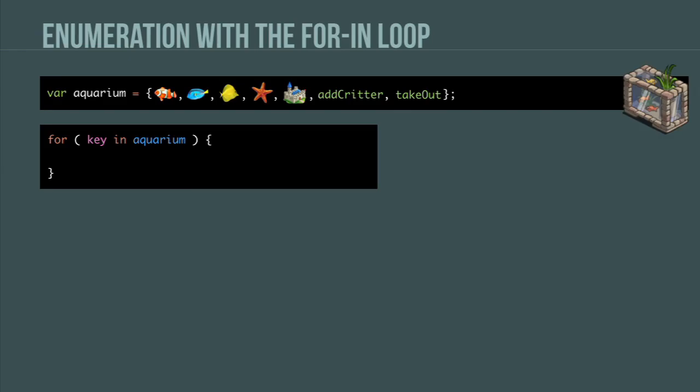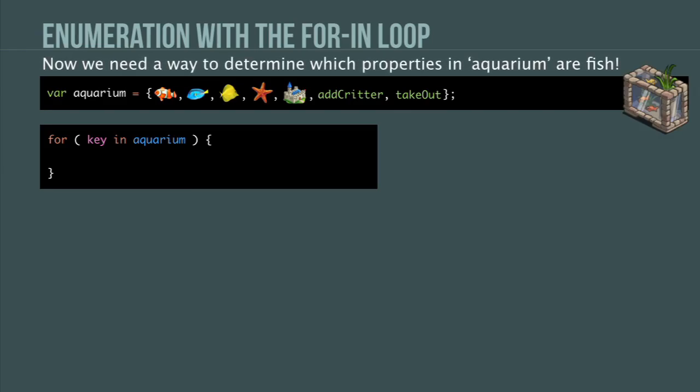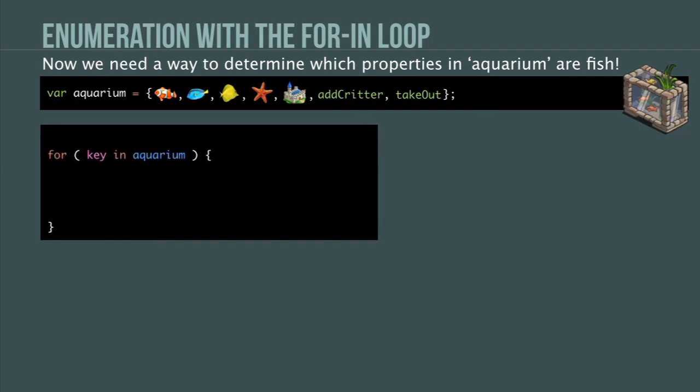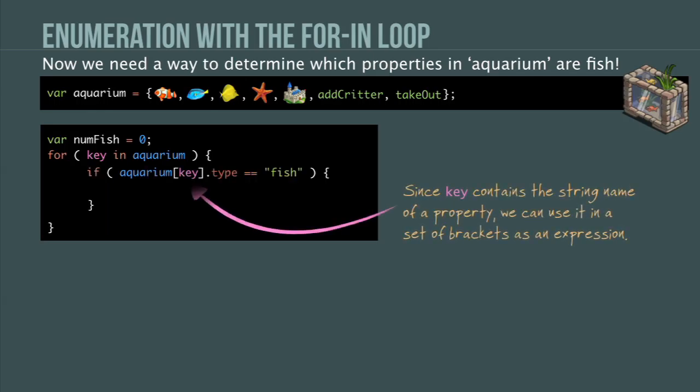Now that we've got our enumeration set up, we need a way to determine which properties in the aquarium are actually fish. First thing we'll do is set up a variable called numFish. That's going to be our counter. Then we set up a conditional where we ask the aquarium if the current key that we're on, which you know is just a property name string, has a type that is fish.